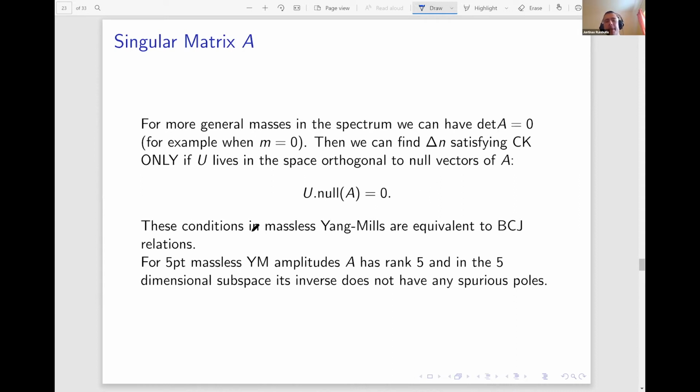So for massless Yang-Mills, this requirement is equivalent to the BCJ relations. And in 5-point scattering, matrix A is a 9 by 9 matrix, which only has rank 5. So there are 4 null eigenvectors, or 4 BCJ relations. And in the 5-dimensional subspace orthogonal to all these null vectors, its inverse is quite simple and it doesn't give any spurious poles.